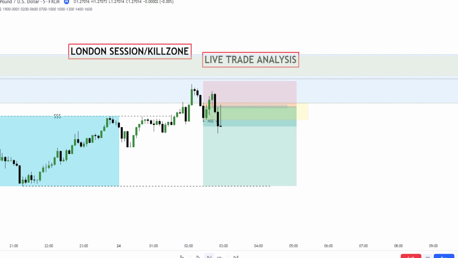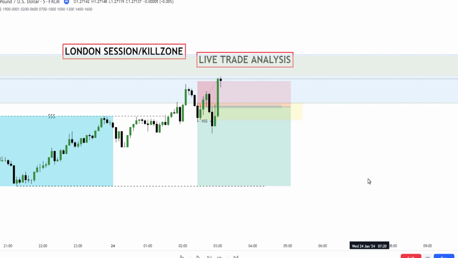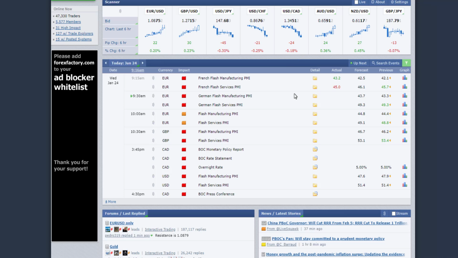So boom, I was in the trade. I saw this and I was like, yes, this was the right trade I was looking for. And then boom, I got stopped out. What happened? That was when I realized that today has so many high impact news.